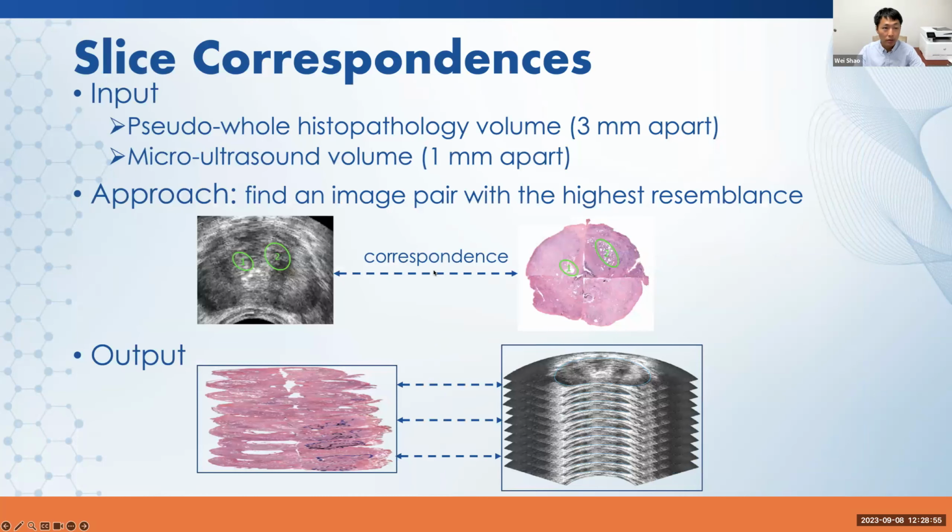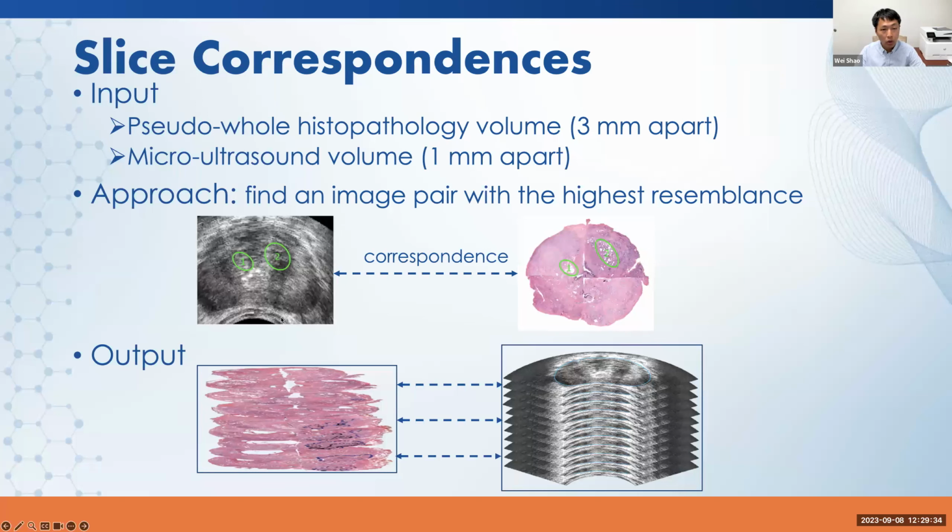So the next step is, once you have those reconstructed histopathology images and micro-ultrasound images, for each histopathology image, you want to find the corresponding micro-ultrasound image. Actually, we only need to find one pair of those images, because the distance between the reconstructed histopathology images is 3 millimeters, and in our algorithm, we fix the distance between two adjacent micro-ultrasound images to 1 millimeter. So you only need to find one pair of correspondences, and then you get the correspondences for the rest of the histopathology and micro-ultrasound images.